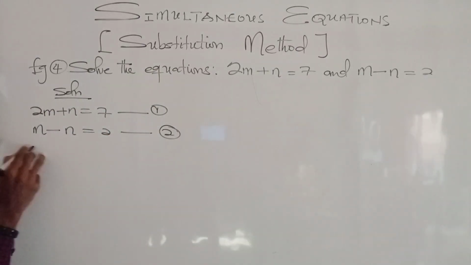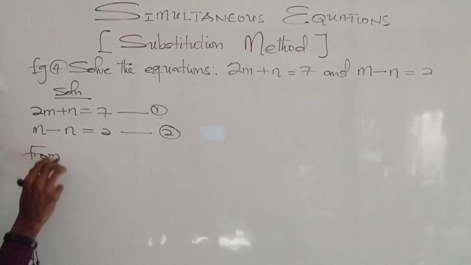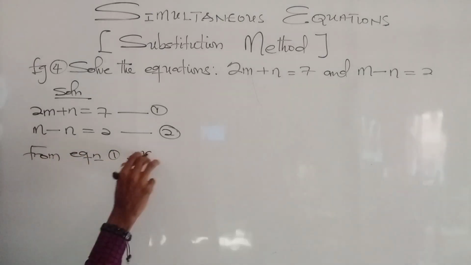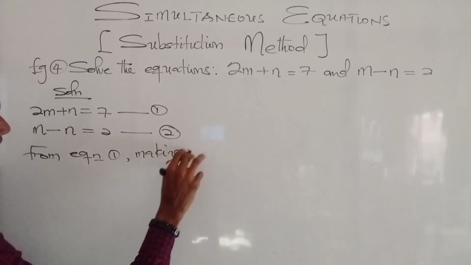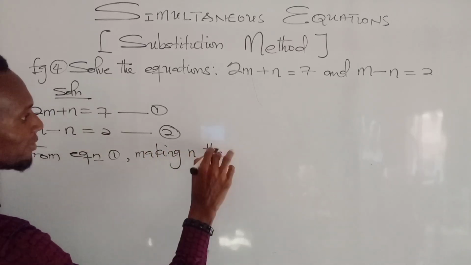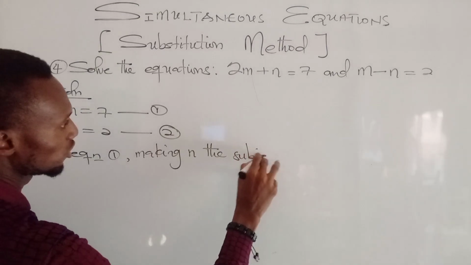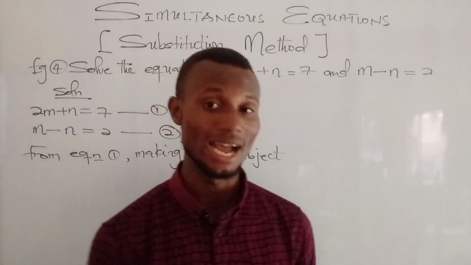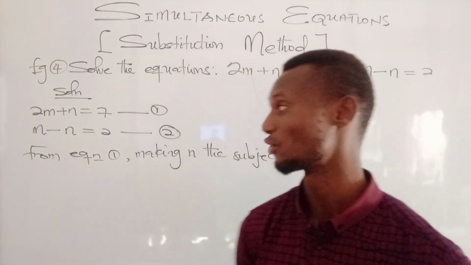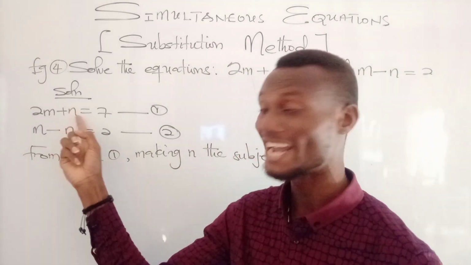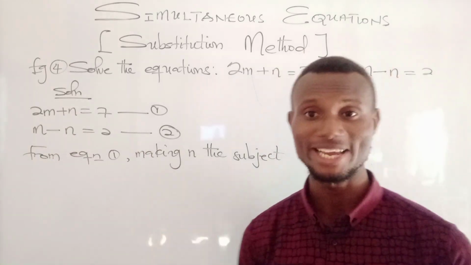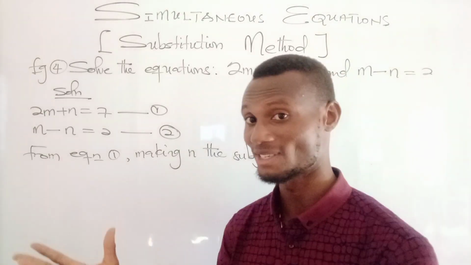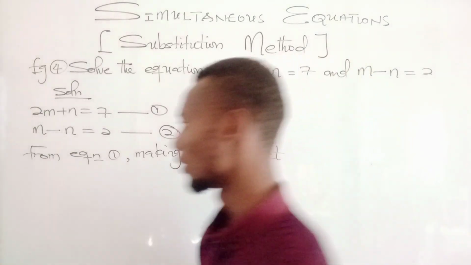Okay, so from equation 1, I'm going to make n the subject. Someone can also choose to make m the subject and we are going to get the same answer. I've explained it a lot. I'm choosing to make the variable n the subject from equation 1. Making n the subject simply means that n should stand alone. I've taught you change of subject and we are applying that knowledge here. So let's go ahead.